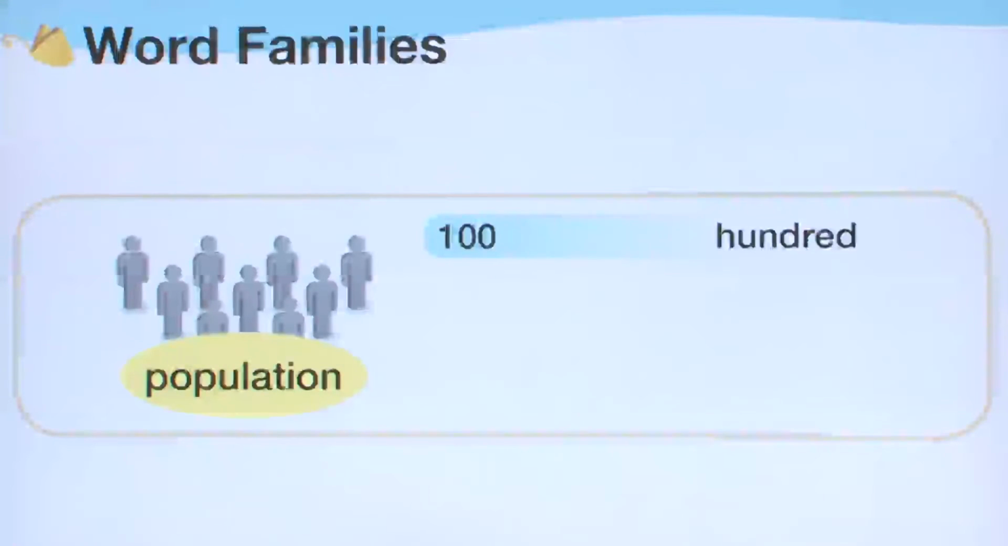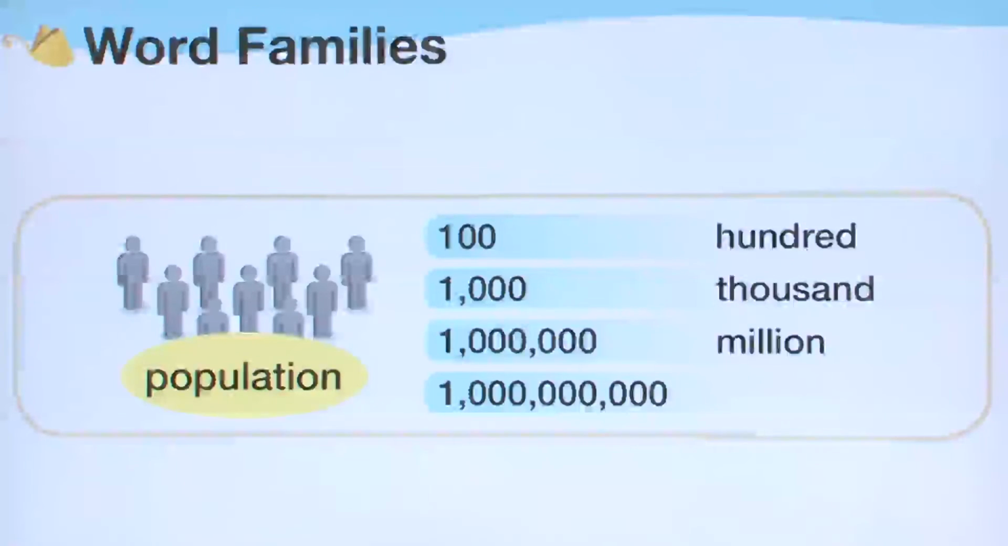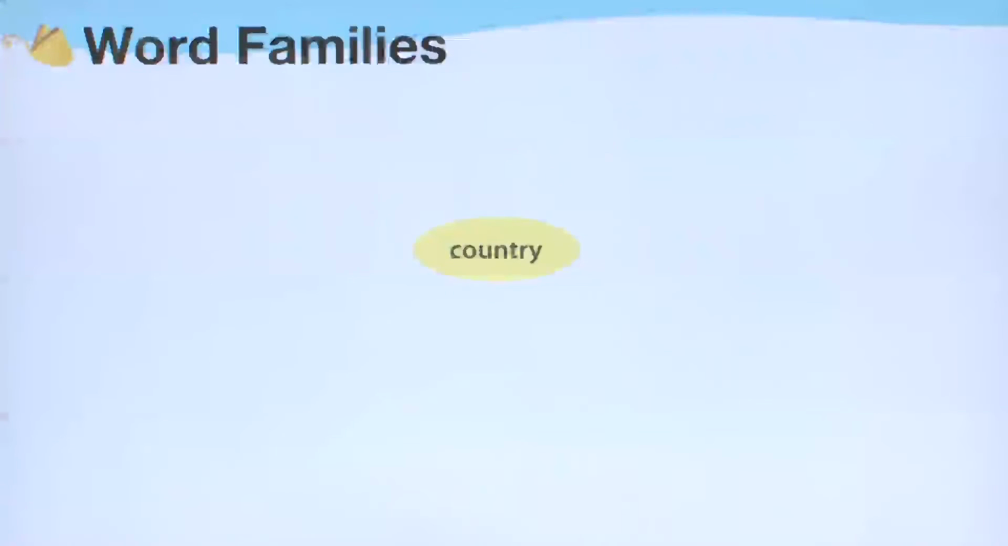Now, let's see another number. Oh, 3 zeros. So what is that? 1,000. 3 zeros means 1,000. 6 zeros means million. Million. And the last number, 9 zeros. What is that called? Billion. So we have 100, 1,000, million, and billion. Wow.